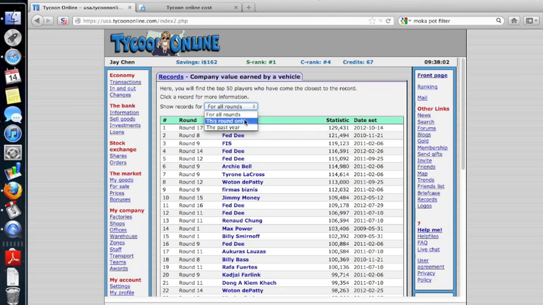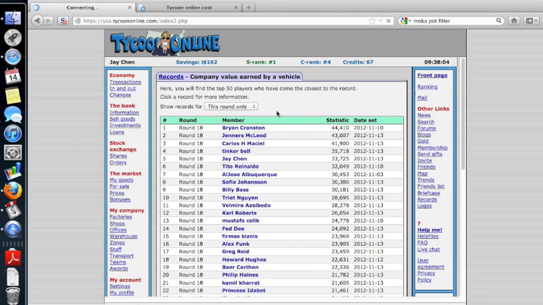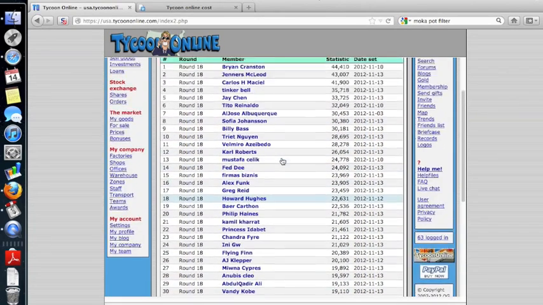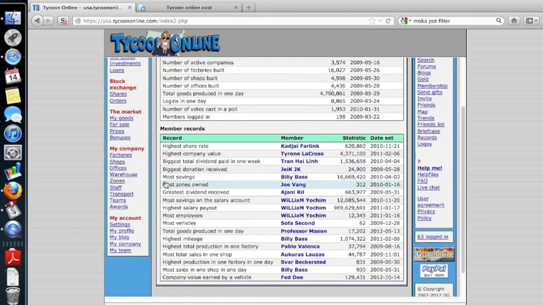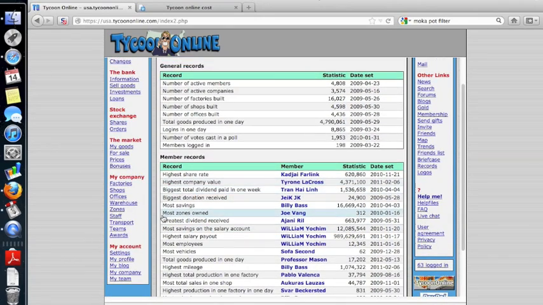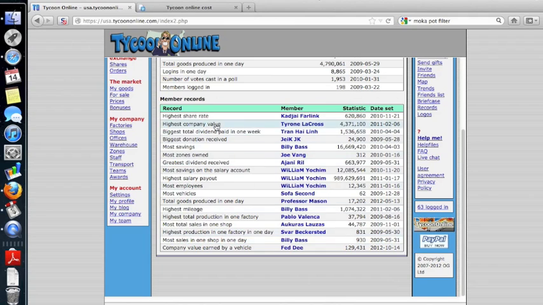So in that sense, you want to look at the numbers. You want to think, well, what is my competition? How much are they getting per vehicle? And can I get that much CV from that vehicle as well? And then you can determine whether or not you should buy a new vehicle. And I believe that is it. That is what is very useful on the records page at the moment.